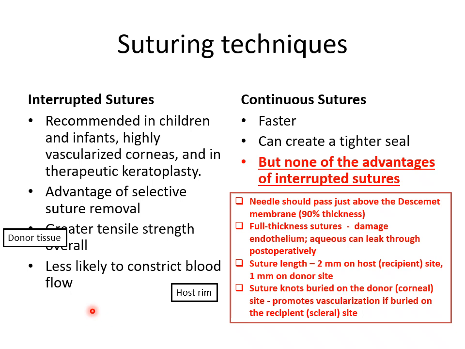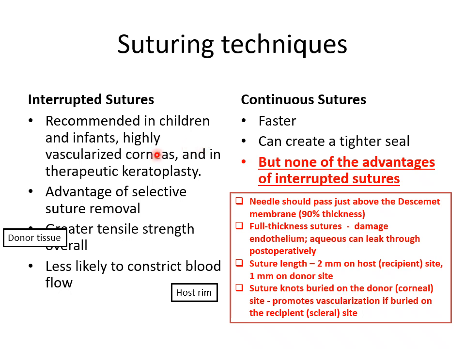The blood flow of the cornea is received from the periphery, as we already know. So, interrupted sutures are less likely to strangulate the graft. Continuous sutures, on the other hand, are faster. They can create a tighter seal, but none of the advantages of interrupted sutures would be seen.